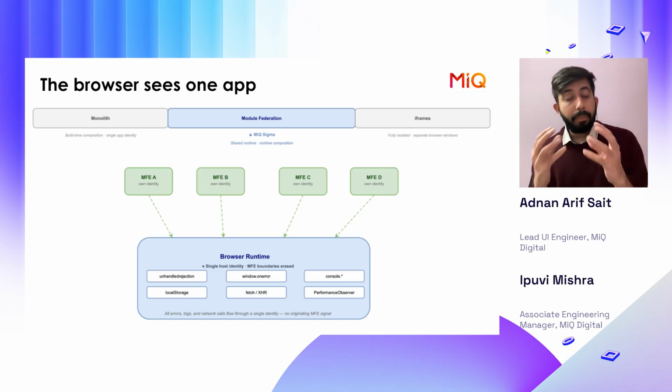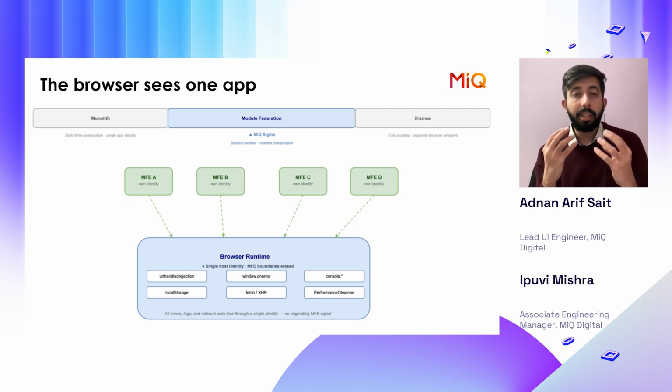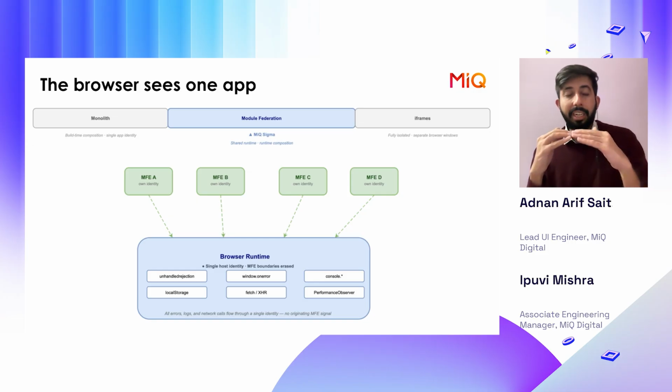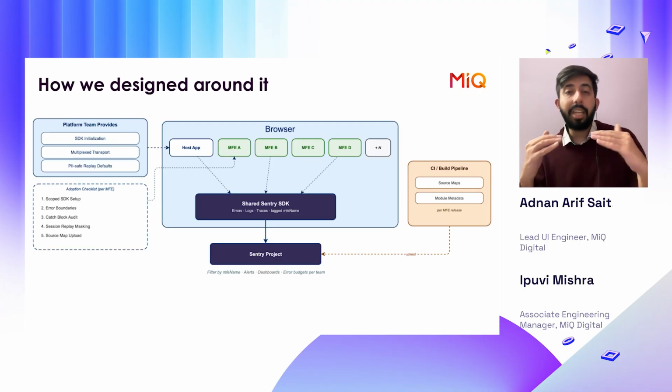Now, this is a behavior of module federation. It's something that's baked into the system. But this introduced complexity for us. We no longer knew where these requests were being made from, who was logging this, or where particular errors were coming from. The fix was very clear. We had to reintroduce this boundary, but without breaking the underlying architecture of module federation.